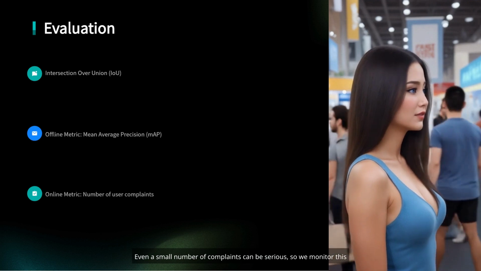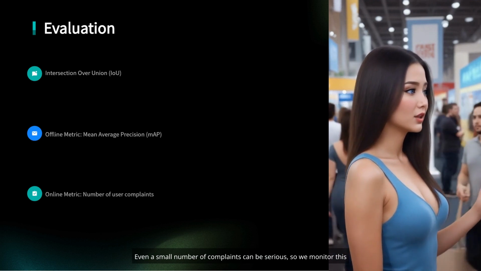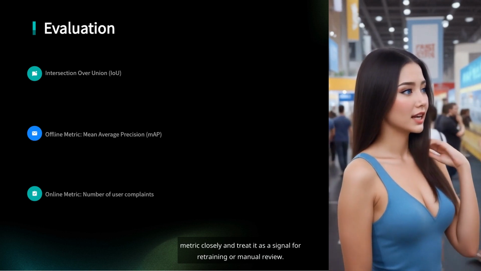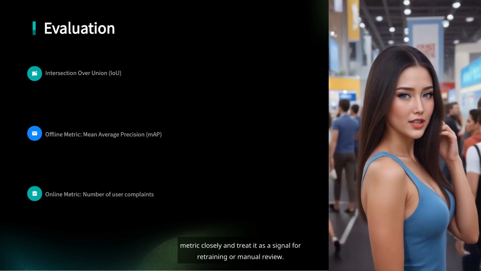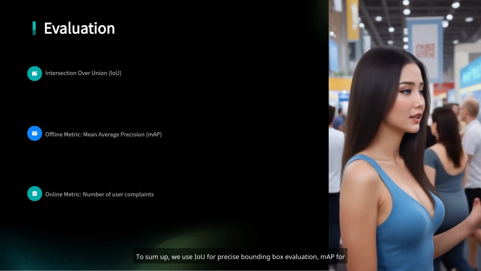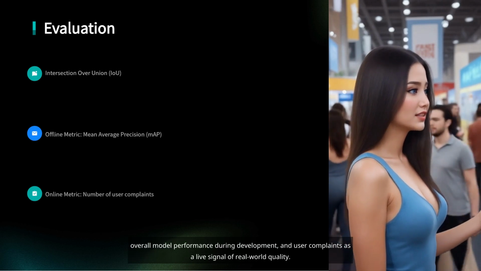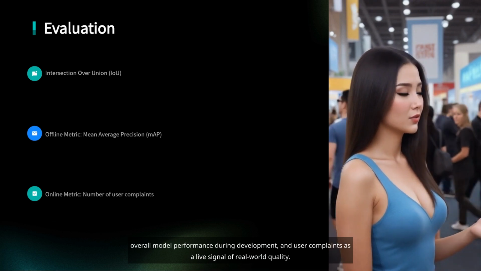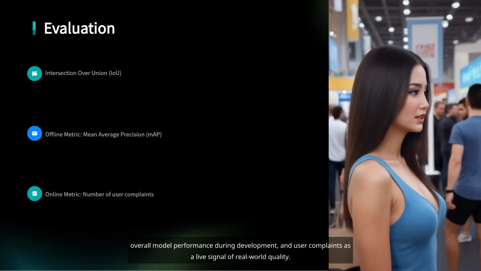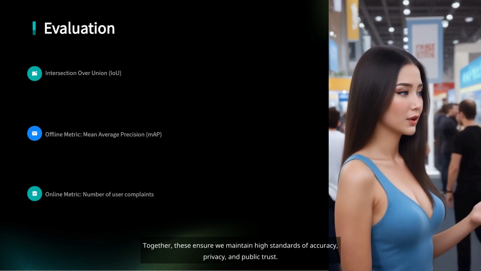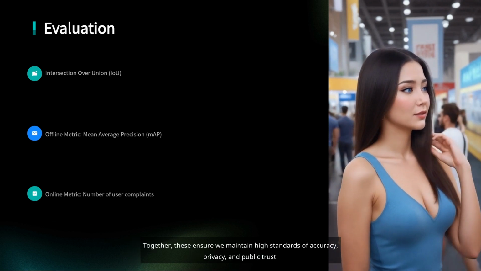Even a small number of complaints can be serious, so we monitor this metric closely and treat it as a signal for retraining or manual review. To sum up, we use IOU for precise bounding box evaluation, MAP for overall model performance during development, and user complaints as a live signal of real-world quality. Together, these ensure we maintain high standards of accuracy, privacy, and public trust.